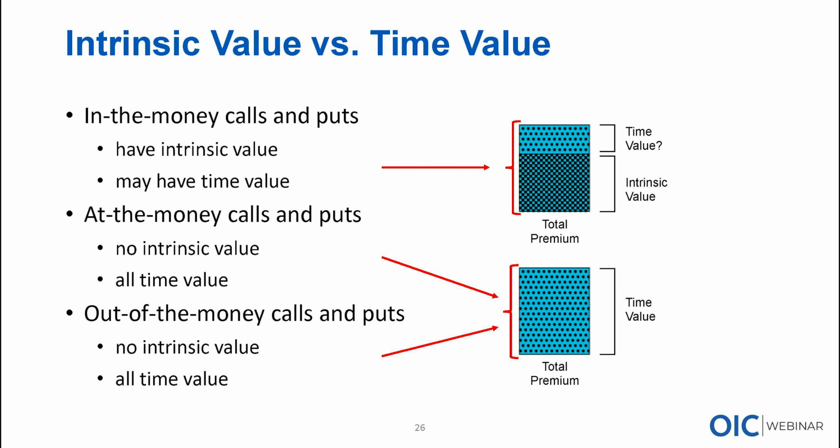When it comes to at-the-money calls and puts or out-of-the-money calls and puts, there is no intrinsic value. The entire premium is made up of time value, which is why it's so important to understand time value or extrinsic value and how it could work for you or against you, because at-the-money and out-of-the-money calls and puts, that is all that they have. They're entirely made up of time value.